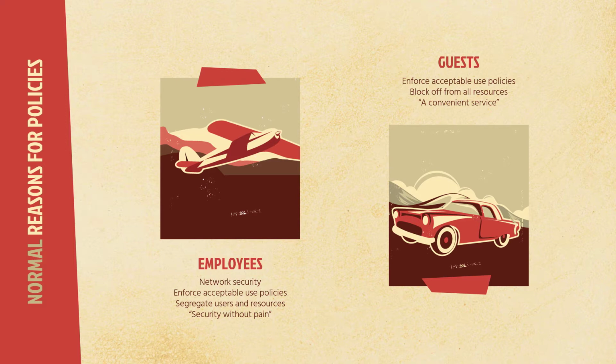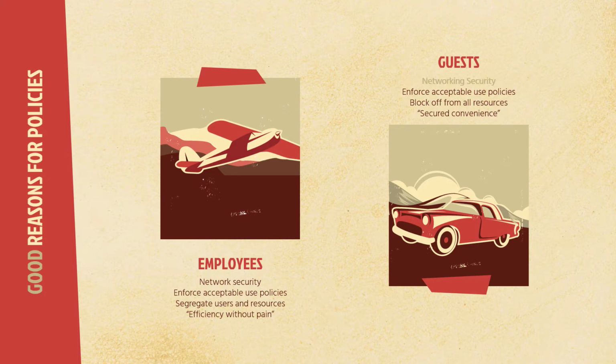For employees, obviously, the number one concern is network security, and we achieve that through things like enforcing acceptable use policies, segregating users and resources, and otherwise providing security without pain. Now, for guests, most people think a little differently. They still want to enforce acceptable use policies, but they also want to block people off from all resources that are internal and provide a convenient service, and that's where the thoughts tend to end. I would say we need to add the first concern from our employee list over to our guest list, which is network security, and then we make this a secured convenience.